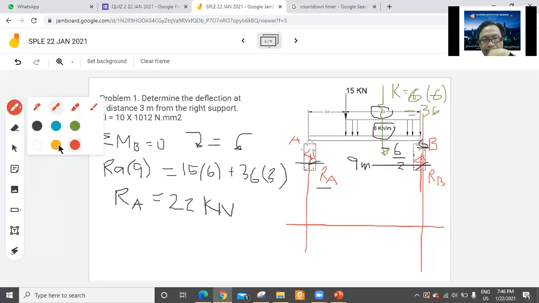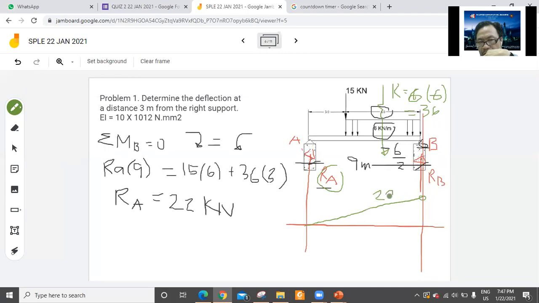So in the diagram, for this RA, we take moment here. So this is simply this one. This one is 22, which is RA. 22 times, what is that one? The distance is 9. Okay, 22 times 9. What is 22 times 9? If you have a calculator, please calculate. 22 times 9 is 198. So this is 198.